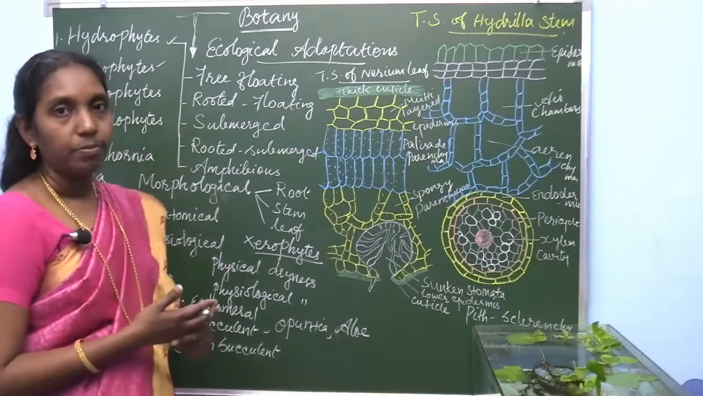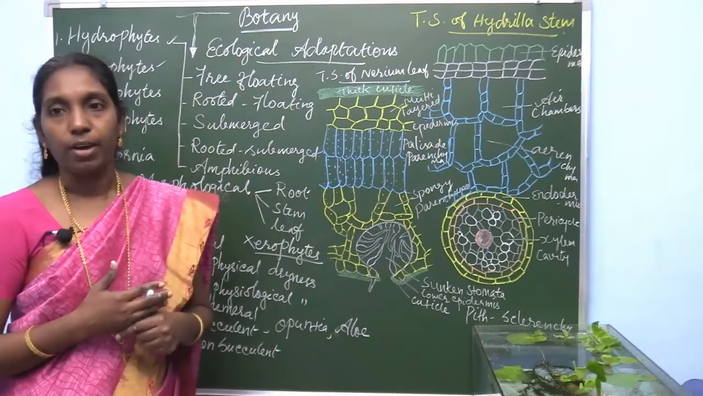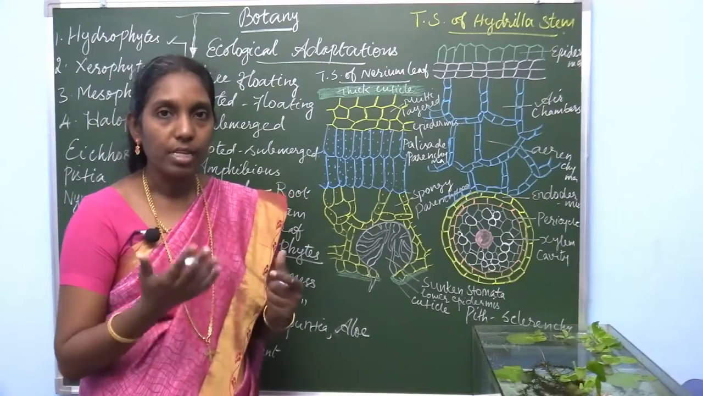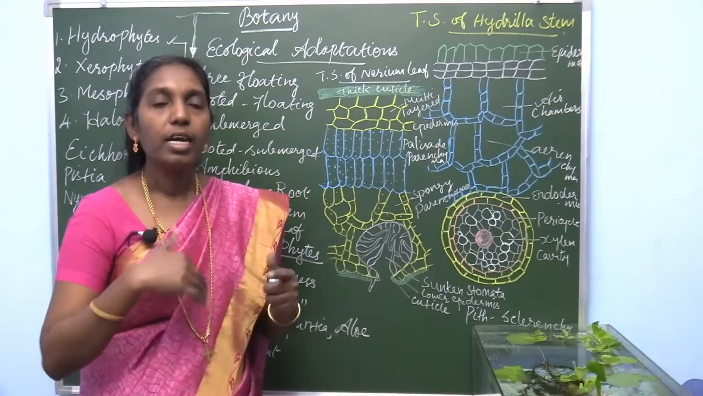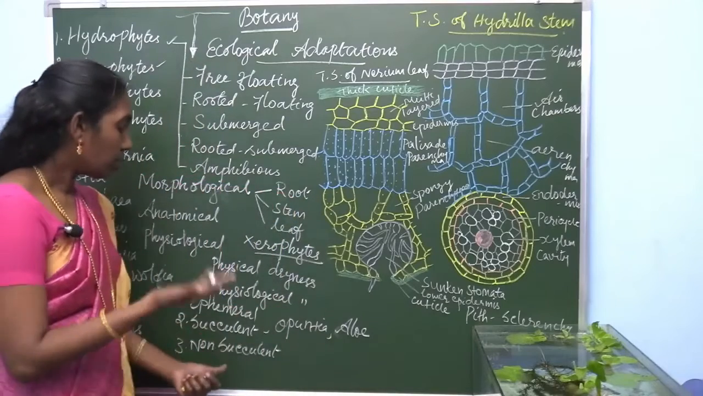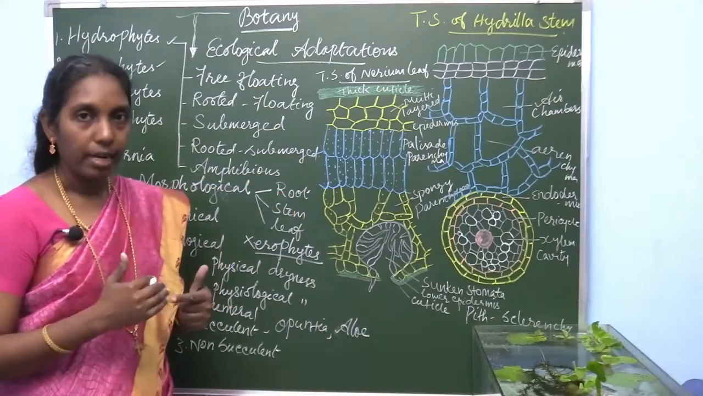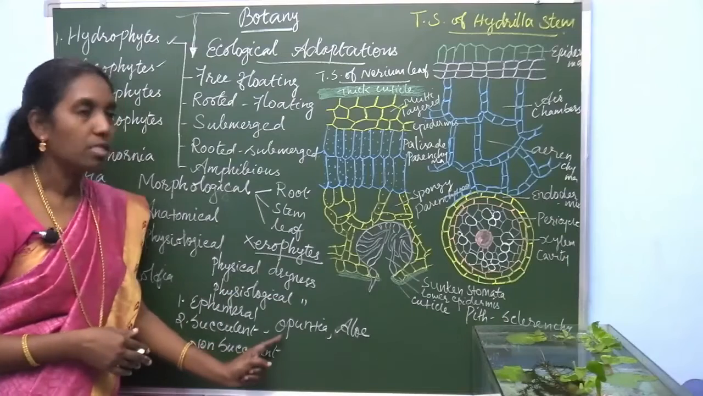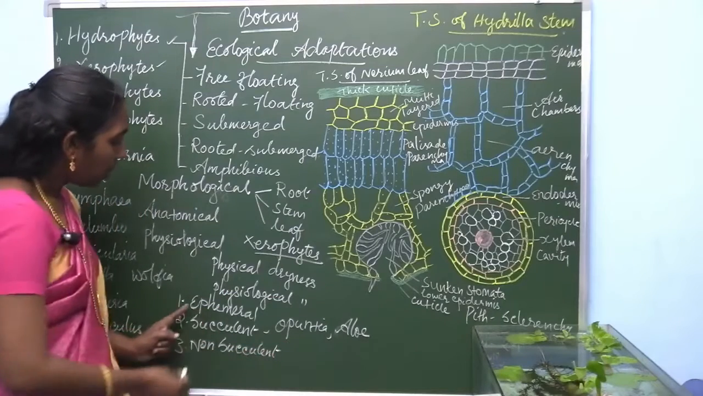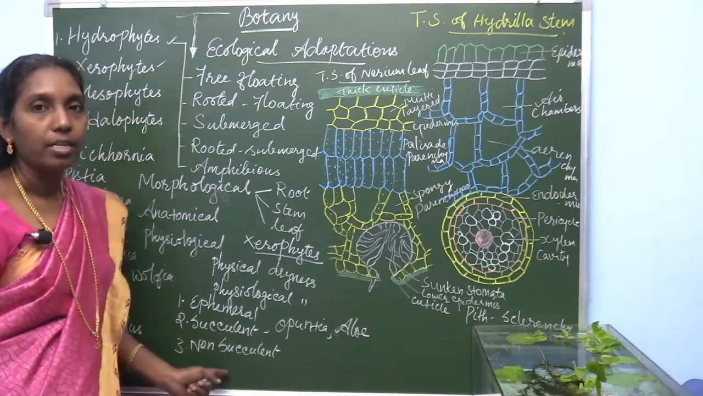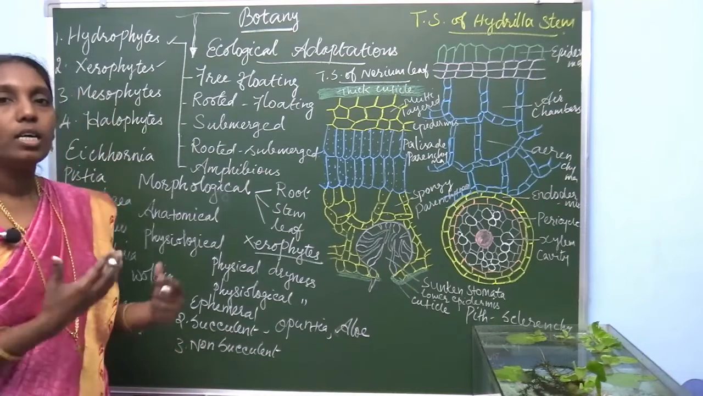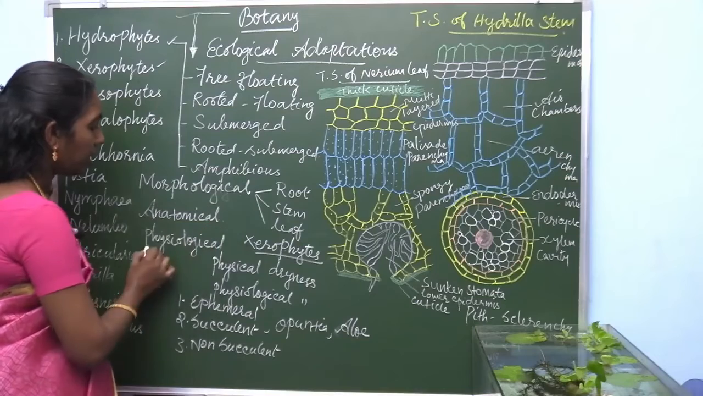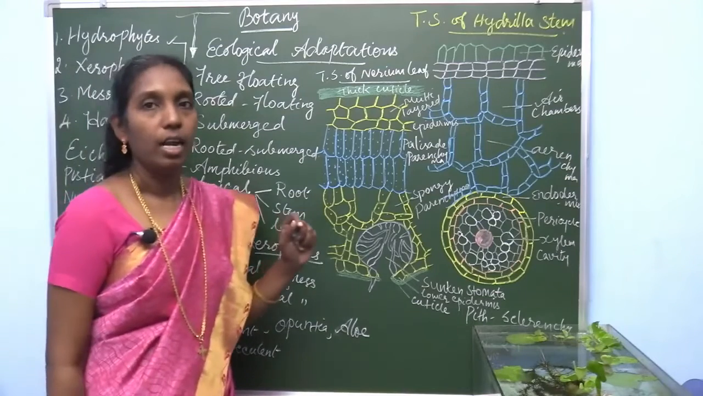Non-succulent xerophytes, examples Nerium and Sisyphus. These plants face dryness internally as well as externally. So based on the adaptations, xerophytic plants are classified into ephemeral, succulent and non-succulent. Now what are the adaptations? You can write about morphological, anatomical as well as physiological adaptations.